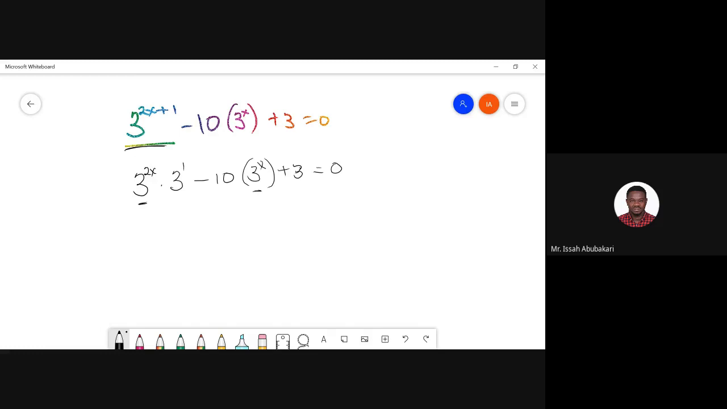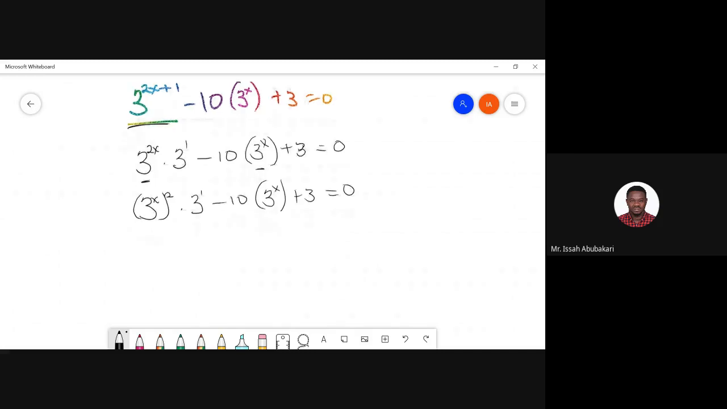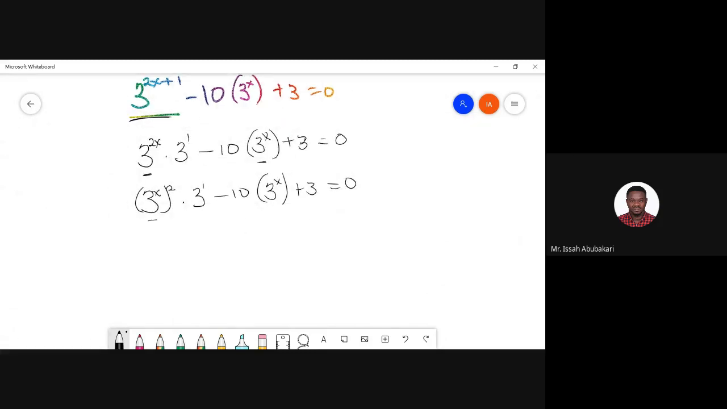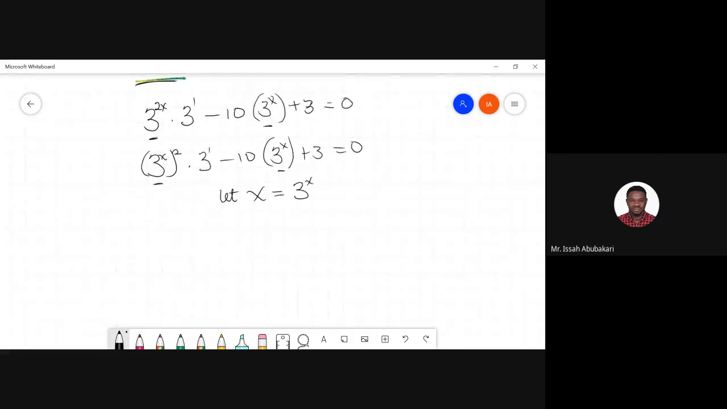Okay, and changing this, we can write it as 3 exponent x 2. It will give us the same thing. Multiply by 3 exponent 1 minus 10, 3 exponent x plus 3 is equal to 0. Now, since we have these common values here, let's represent it by what? A variable. So let x is equal to 3 exponent x. And we are going to have x to the power 2 times 3 to the power 1.